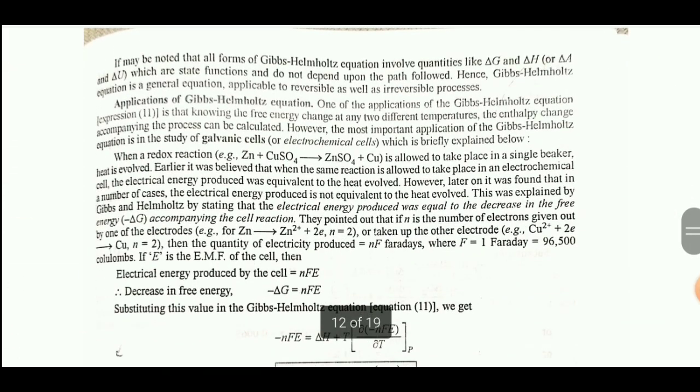It may be noted that all forms of Gibbs-Helmholtz equation involve quantities like ΔG and ΔH, or ΔA and ΔU, which are state functions and do not depend upon the path followed. Hence, Gibbs-Helmholtz equation is a general equation applicable to reversible as well as irreversible processes.